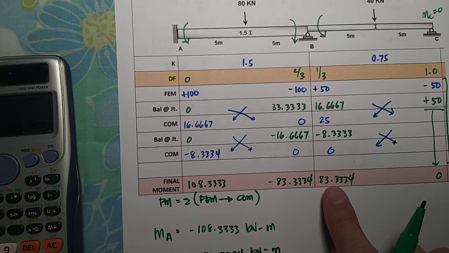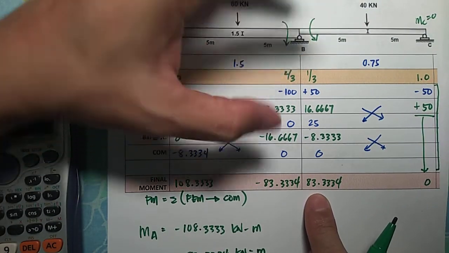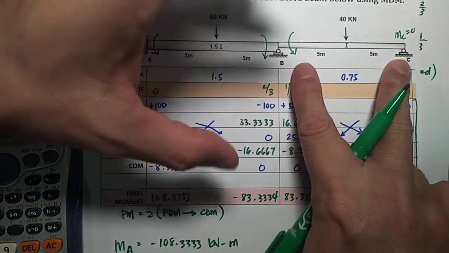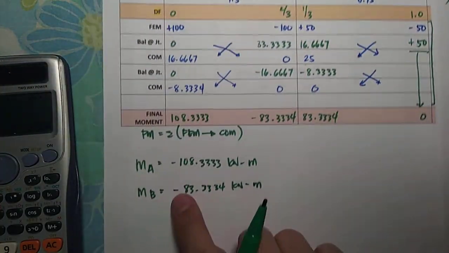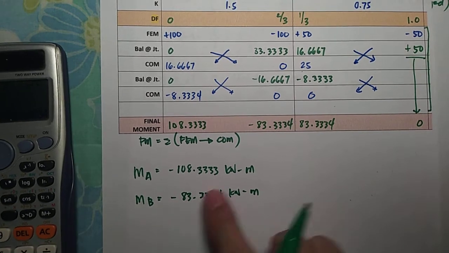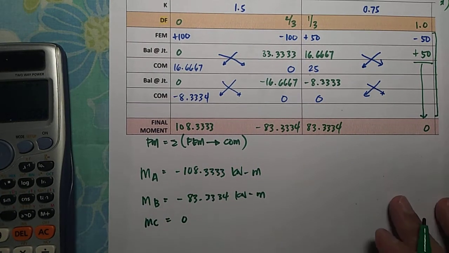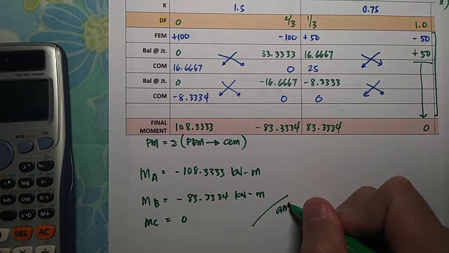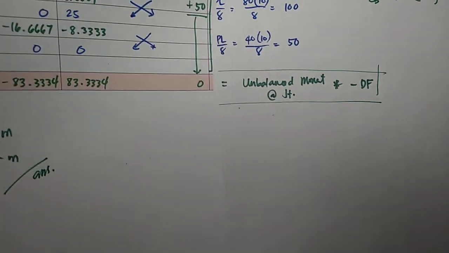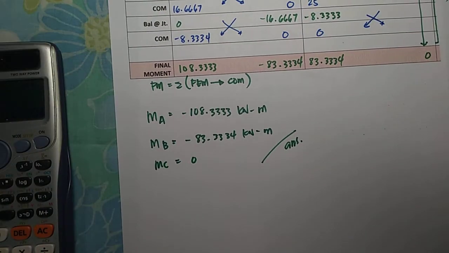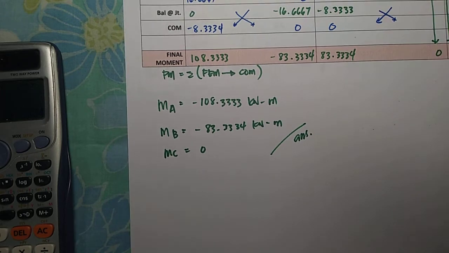Sir, paano dito? O, diba 83, this one is counterclockwise. So considering this member, this moment makes this beam sad face din. Kaya negative pa rin. Okay, then again, yung moment sa C mo would be 0. Okay, so this would be the final answer for the moment. Now, okay, so let us solve for the reactions. So pakita ko paano mag-solve na reaction.